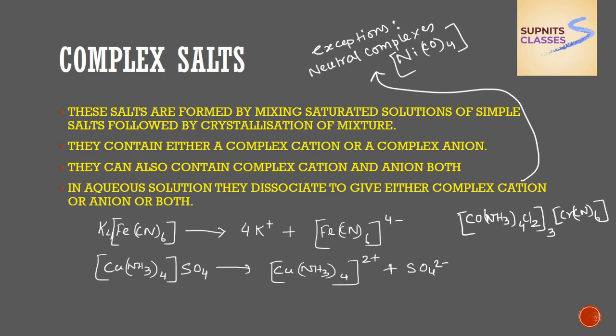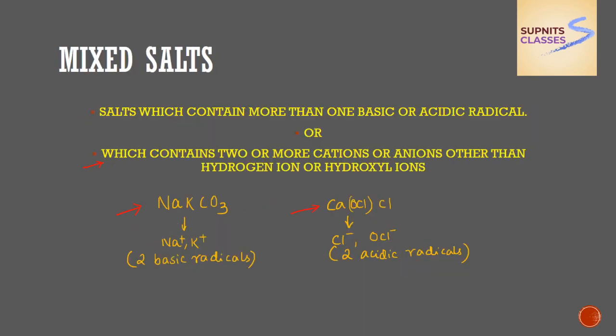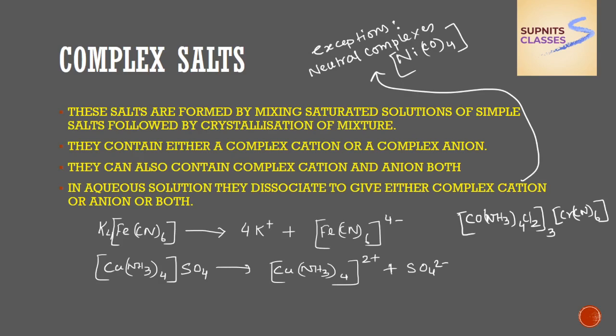Now you may ask me, sir, it can also form double salts. Yes, it can also form double salts. But what is going to happen over here is it is going to form a salt which will contain either a complex cation or a complex anion. So this part you can find in your book, but they can also contain both complex cation and complex anion. This is also possible. And in aqueous solution they dissociate to give either complex cation or complex anion.